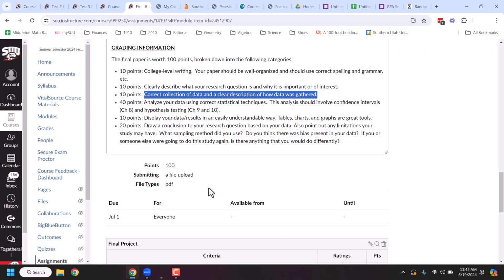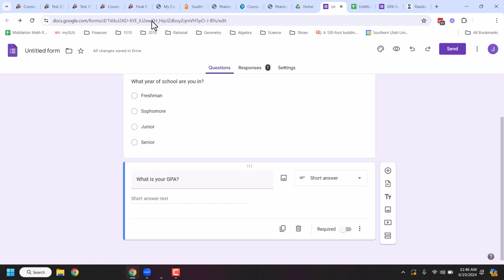And then I would also explain how I sent out my survey. So I might say, I gave my survey to 30 different people in a variety of different classes that I'm in. Or maybe you sent out your survey by texting it to a bunch of your friends. But you explain how you collected your data and in what format you collected it.